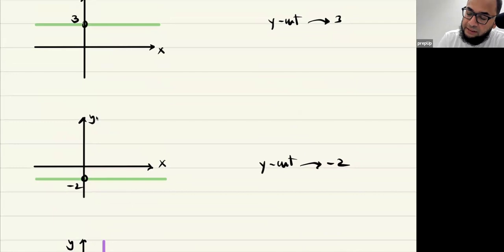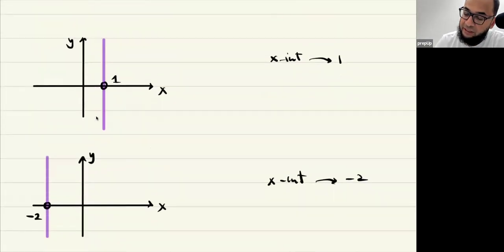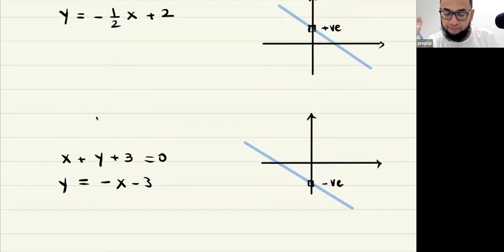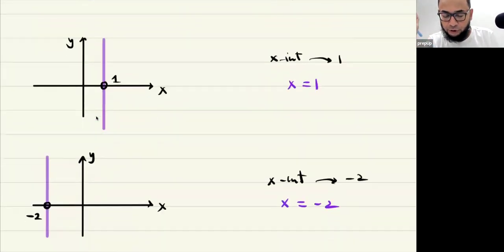Now all along this line, the y-coordinate is not changing. It's 3. All along this line, the y-coordinate is not changing. It's negative 2. So the equation is y is equals to 3. The equation is y is equals to negative 2. Similarly over here, all along this line, the x-intercept is 1. All along this line, the x-intercept is negative 2. It's not changing. So therefore, I'll write x is equals to 1, x equals to negative 2. So that is the basic idea that is needed. So far, so good with this thing.